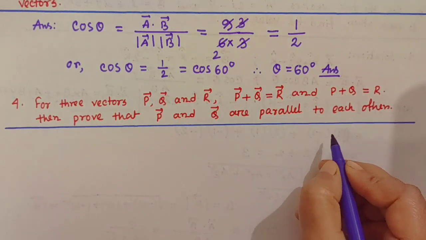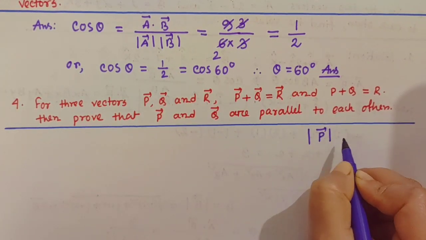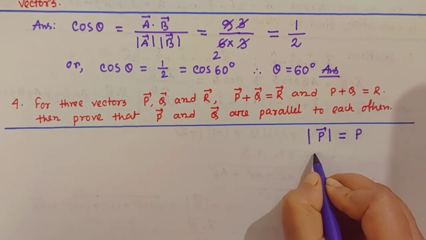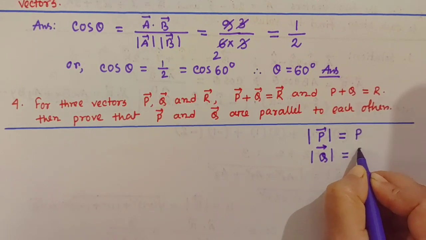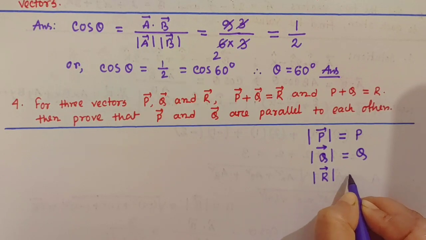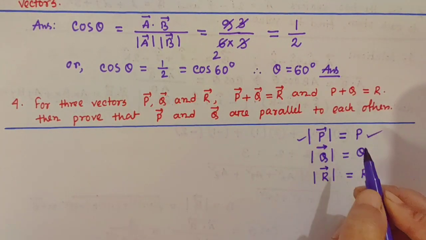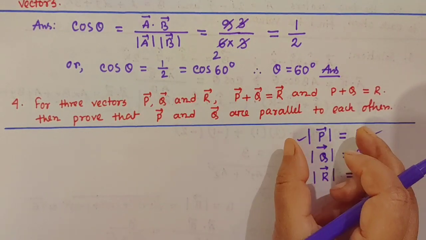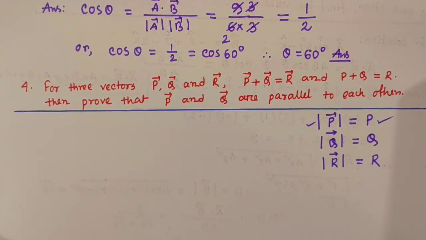See, the modulus of P vector, we can write only as P. In the same way, the modulus of Q vector we can write only as Q, and the modulus of R vector we can write as R. These are identical; P and the modulus of P vector are the same. Okay, so try to solve this problem.